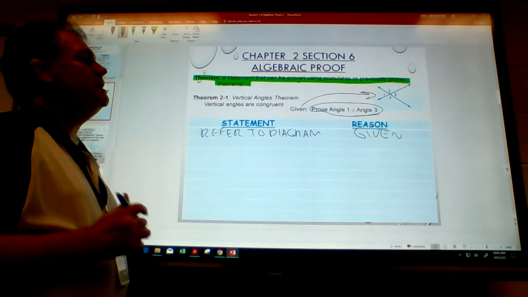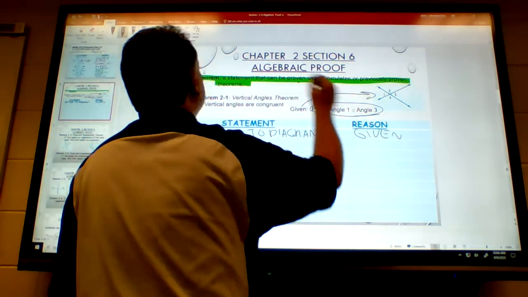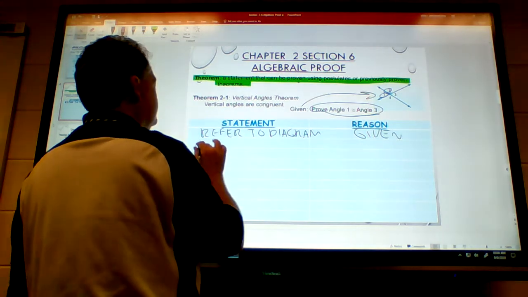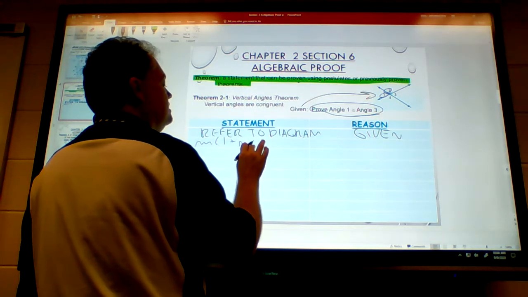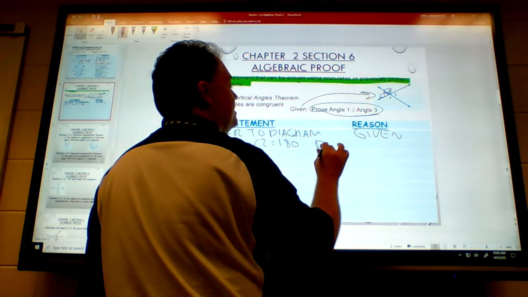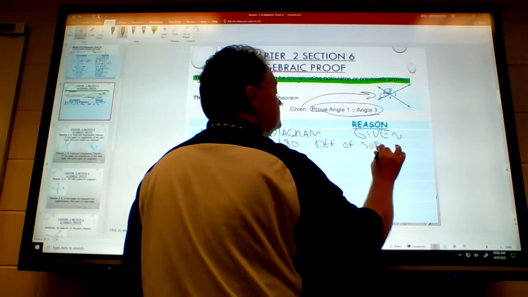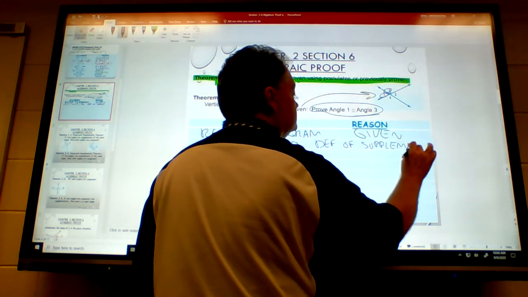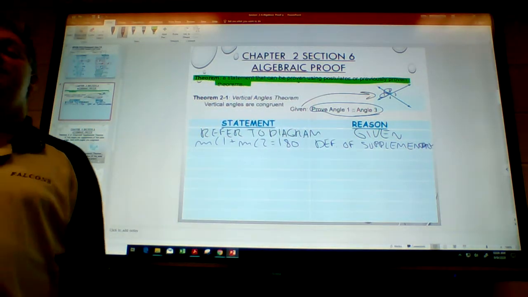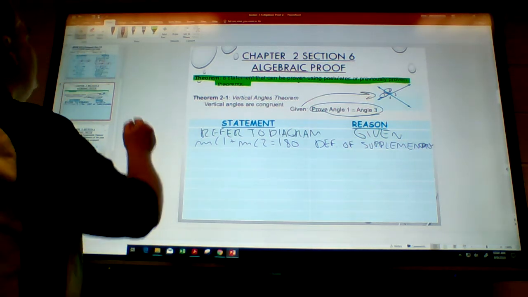All right, so here's one thing we know, and I'm going to highlight this: angle 1 and angle 2. The measure of angle 1 plus the measure of angle 2 equals 180. Why? Definition of supplementary angles. All right. So by definition of supplementary, angle 1 and angle 2 add up to 180, because if you look, they form a line.